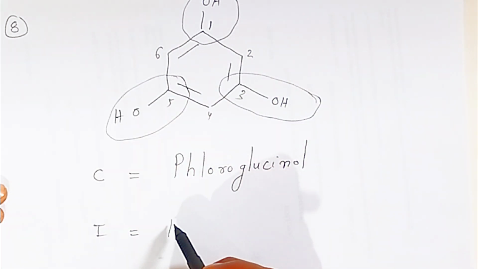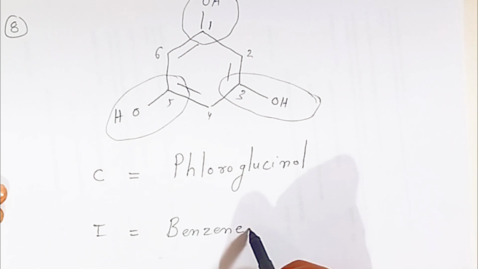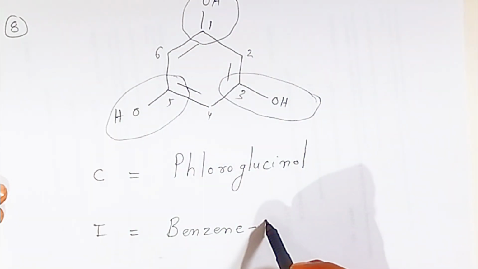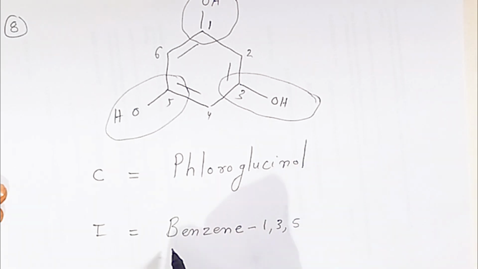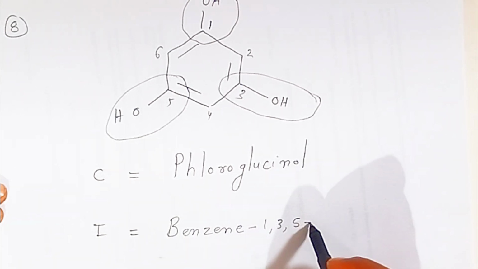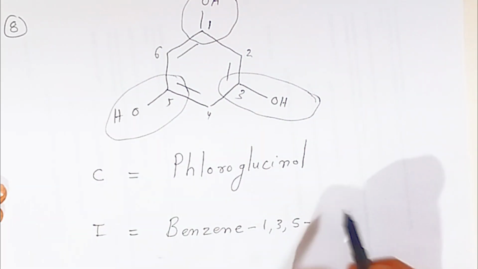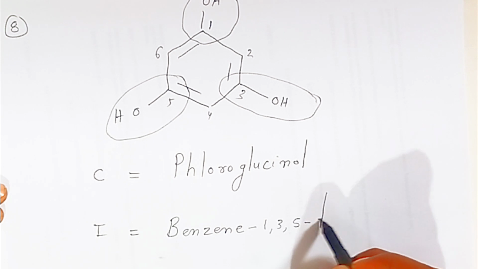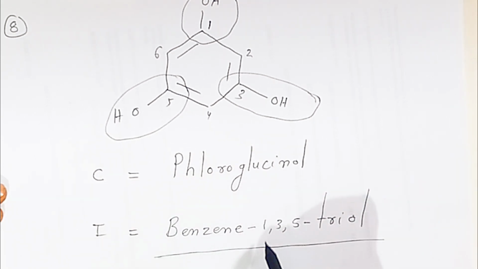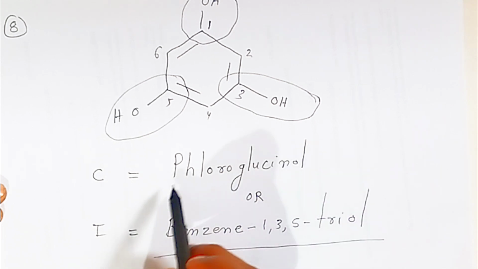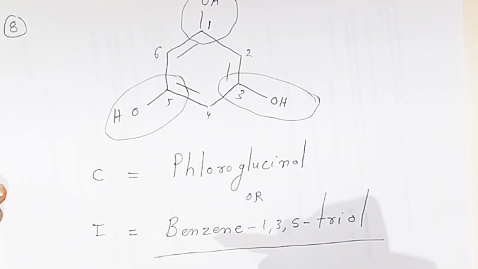So you can say, students, benzene, the first letter capital, dash. At carbon number 1 you have a hydroxyl, so you write 1, 3, 5. So benzene 1,3,5 dash, you have 3 hydroxyl groups, so we call it triol. Benzene 1,3,5 triol is nothing but your phloroglucinol. Understanding, students? This way you can name the structure of this compound.